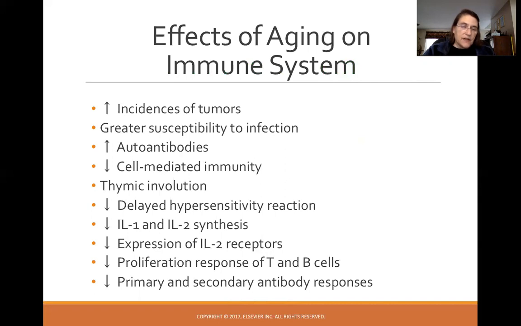receptors. So we're producing less and we can receive less. That's a double whammy. A decrease in proliferation response of T and B cells, and a decrease in primary and secondary antibody responses.